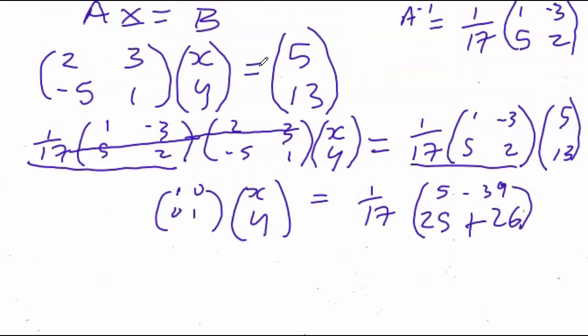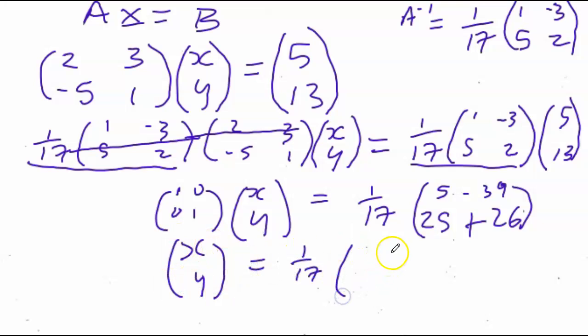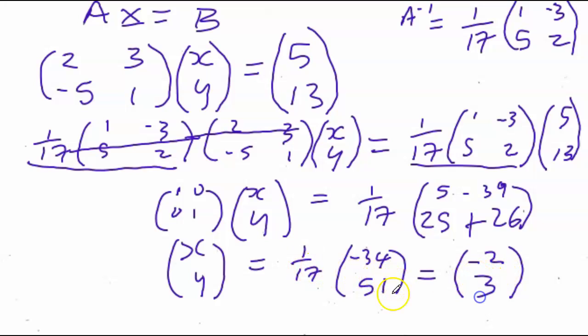So we end up with, when you expand 1, 0 times 0, 1, you get back the same xy. Equal to 1 over 17. Now 5 take away 39, that's negative 34. And then 25 plus 26, that's 51. So multiply both terms in the bracket by 1 over 17. So 1 over 17 times negative 34, that's negative 2. And 1 over 17 times 51, that's positive 3. So therefore x equal to minus 2 and y equal to positive 3.